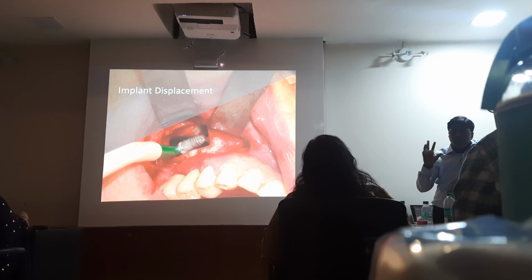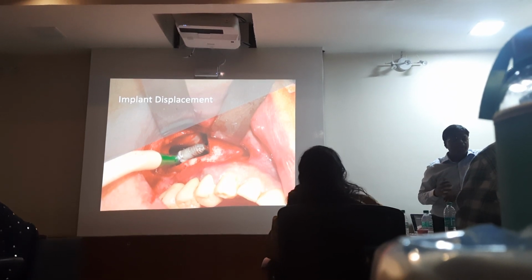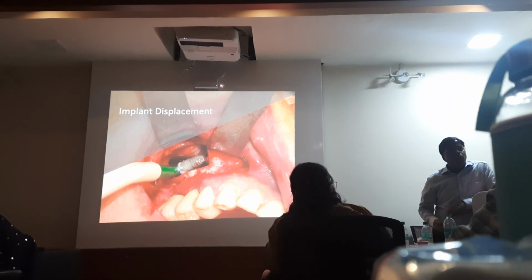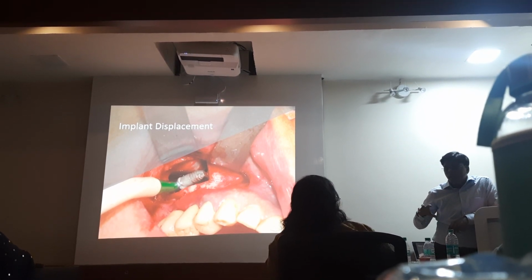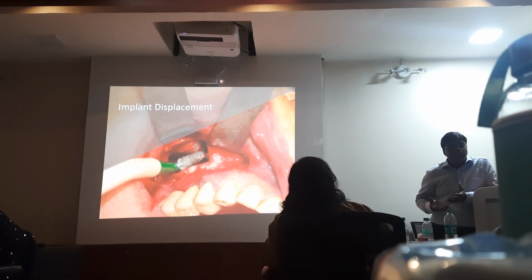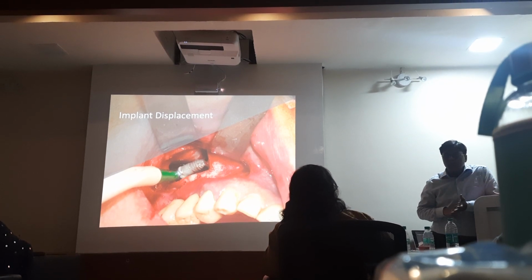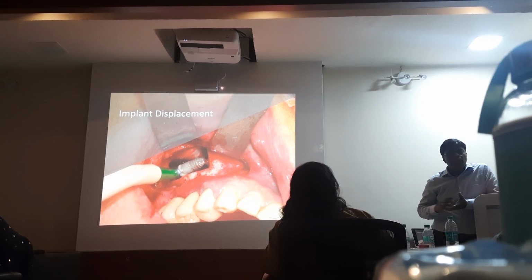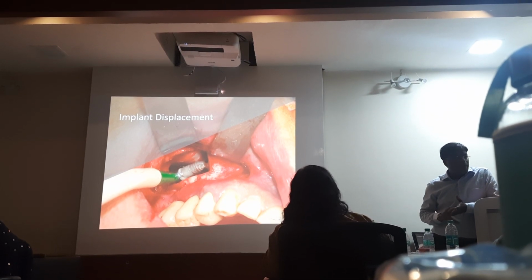So if at all it gets displaced, no need to worry. Somehow if you want to remove, you can remove. But if it can be removed in your dental chair only, and you are confident of opening a lateral window, you do it yourself. Or else, if you can call your friend, do. Means only with your dental management.